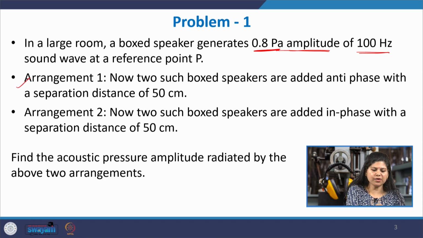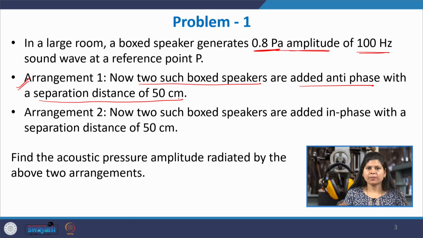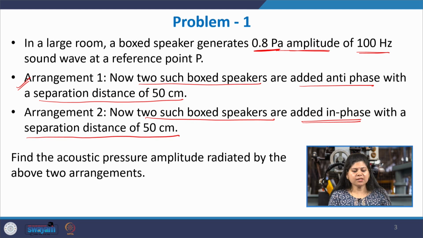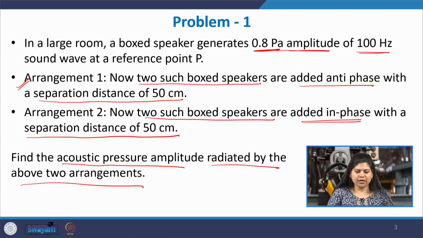Let us say in the first arrangement, two such box speakers are added in antiphase at a separation distance of 50 centimeters, whereas in the second one, the same two box speakers are added in phase at a separation distance of 50 centimeters. Now, you have to find out what is the acoustic pressure amplitude radiated by the above two arrangements.